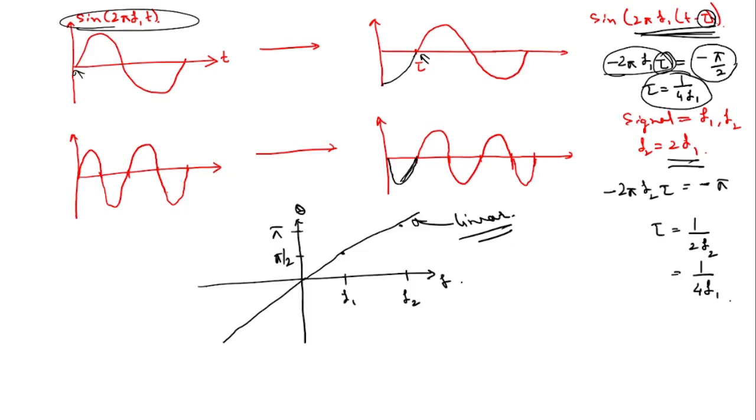Okay, 1 by 4 f1. Now let us take a signal with frequency f2, where f2 is equal to 2 f1. The frequency is doubled. But the starting point remains the same. So in one cycle we basically have two cycles, one complete cycle over here. Now when we go back and find the phase, the phase is minus pi, right? Now if you again find tau, it becomes 1 by 4 f1.